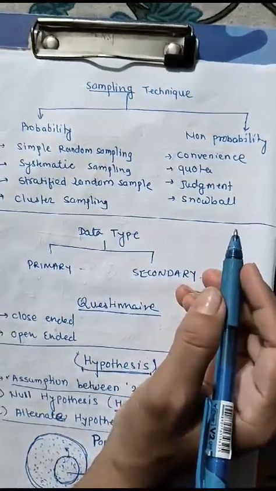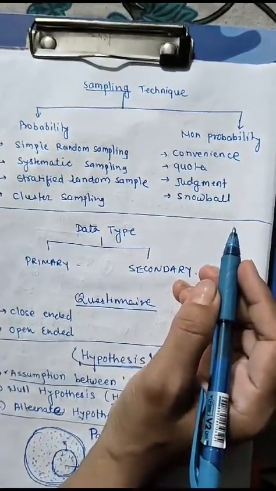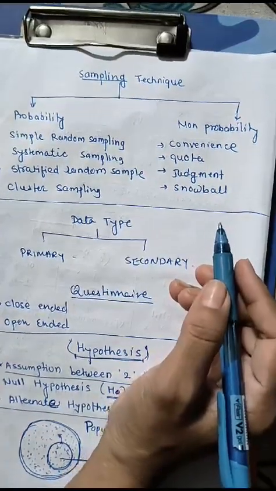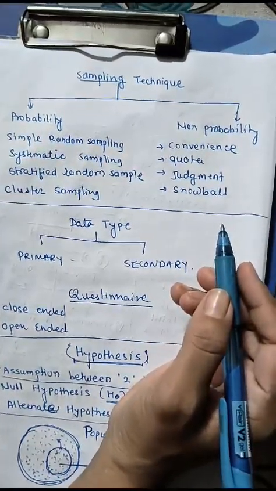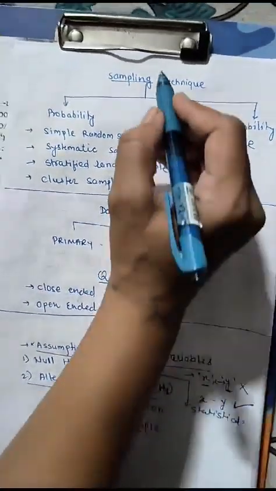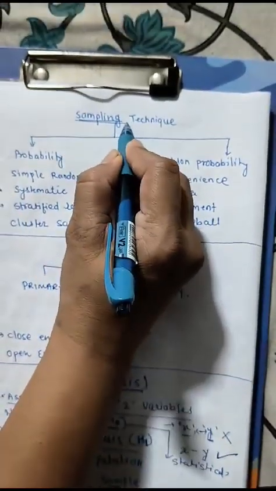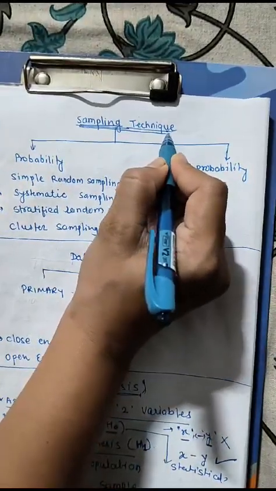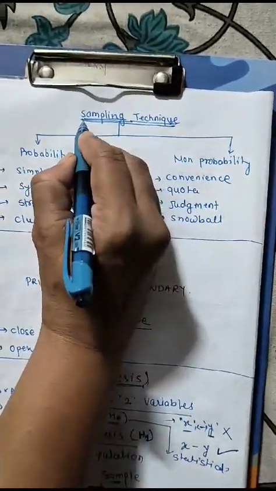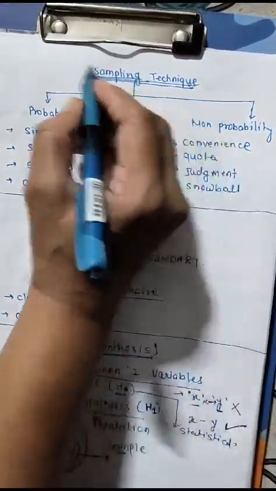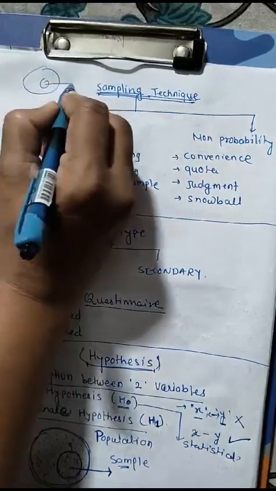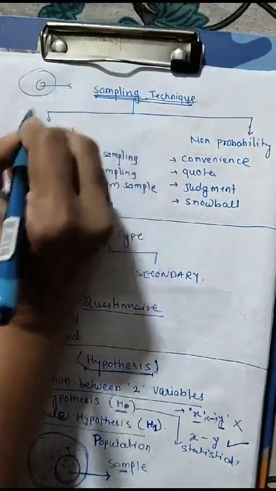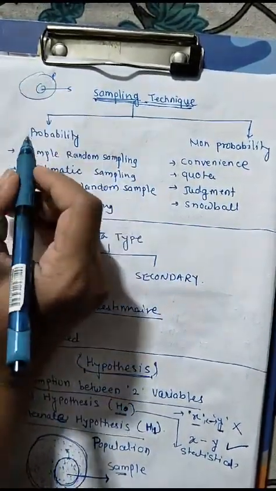Hello friends, in our previous video we discussed what a hypothesis is and how we select a sample from the population. But to select a sample from the population, there are some techniques to choose sample units from the population.